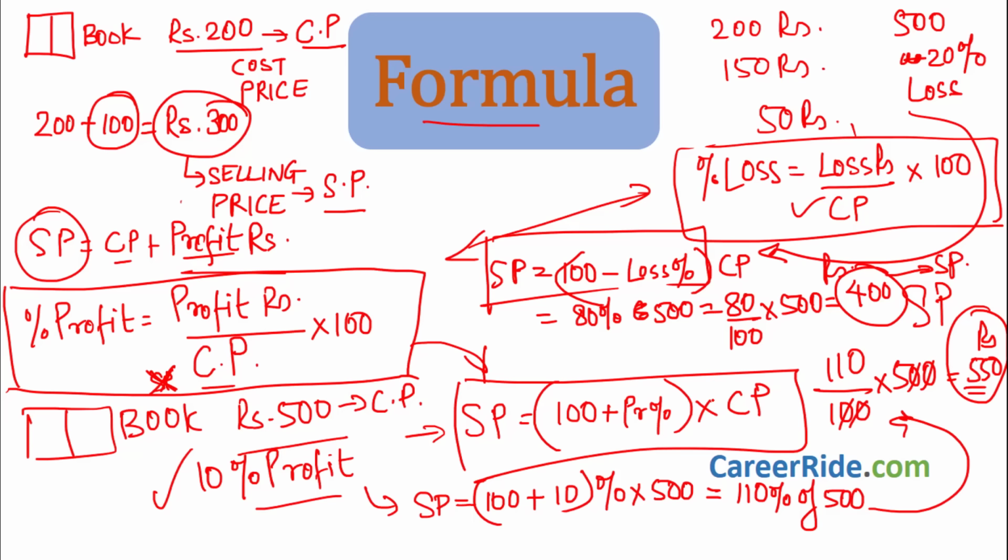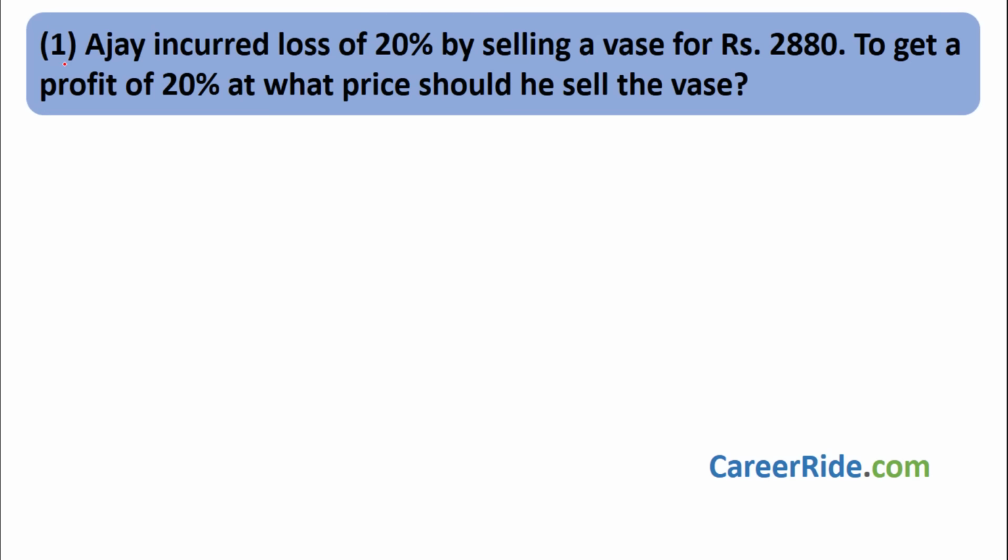Moving on, let's see some of the sums related to profit and loss. Question number 1. Ajay incurred loss of 20% by selling a vase for rupees 2880. To get a profit of 20%, at what price should he sell the vase? Now again, what did we learn at the start? What are the 2 formulas?